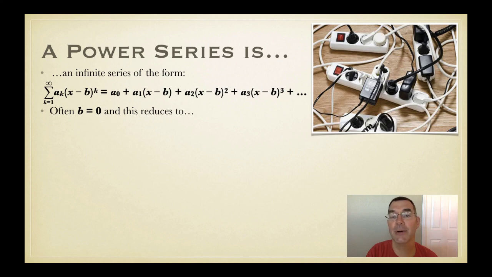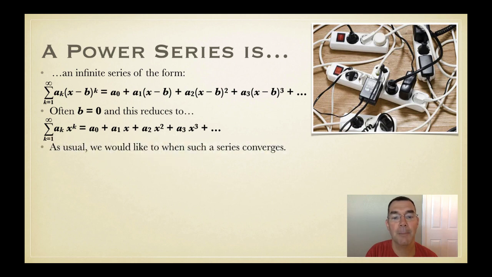Often b is equal to 0, which is really nice. That makes the series look a lot nicer. You don't have those parentheses. But it doesn't always have b equal to 0, so we need to learn how to handle either situation.